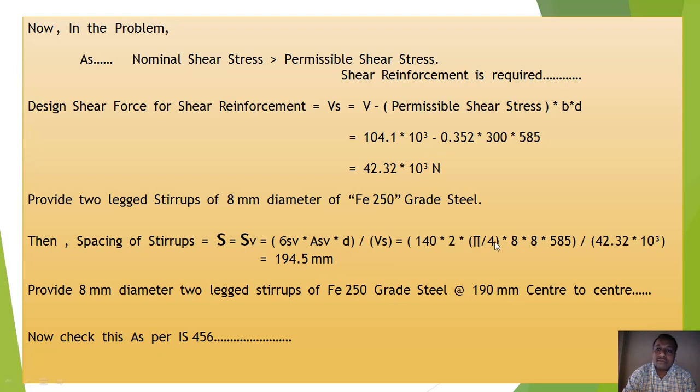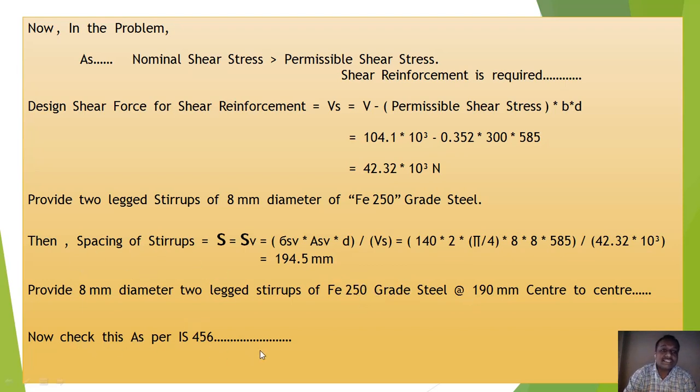So 140 into 2 into pi by 4 into 8 into 8 into 585 divided by 42.32 into 10 raised to 3. Here ASV is pi by 4 into 8 square into 2. So the spacing is 194.5 mm, that is the spacing of stirrups. Now provide 8 mm diameter two-legged stirrups of Fe 250 grade steel at 190 mm center to center. This is the shear reinforcement which we calculated.